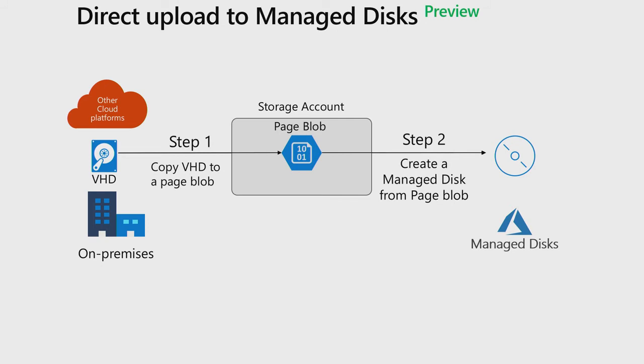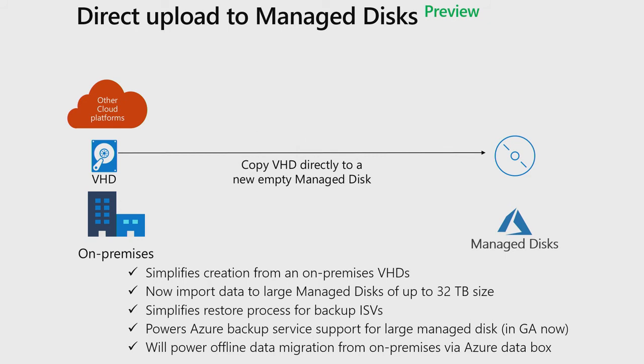So today, if you have to bring your VHD file from on-premises to Azure, or let's say you want to bring your VHD file from some other cloud platform to Azure, you have to first upload that VHD file to a storage account as a page blob, and then create a managed disk. Now, with direct upload, you can directly upload your VHD file to a managed disk without worrying about storage accounts. And you can use this new capability to move large VHD files of more than 8 terabytes to a single managed disk of up to 32 terabyte size.